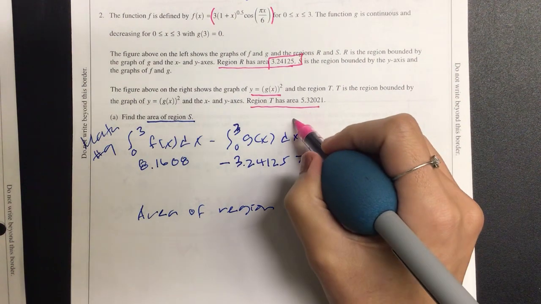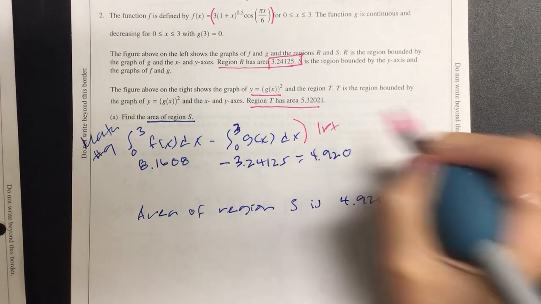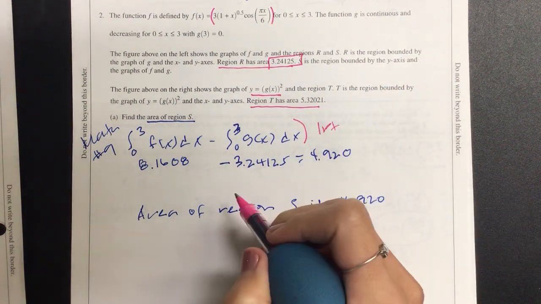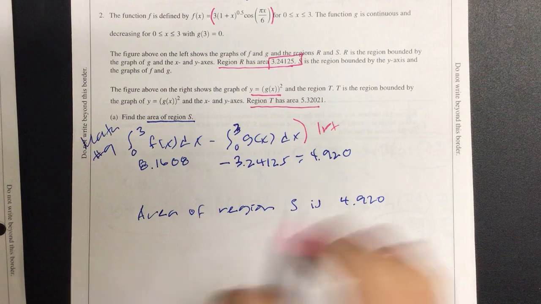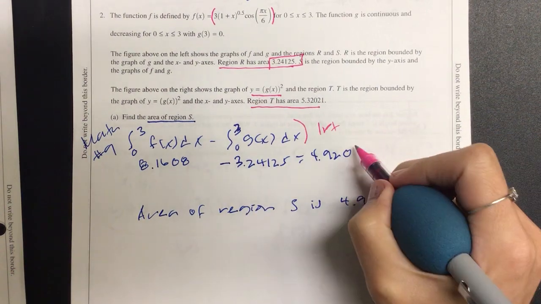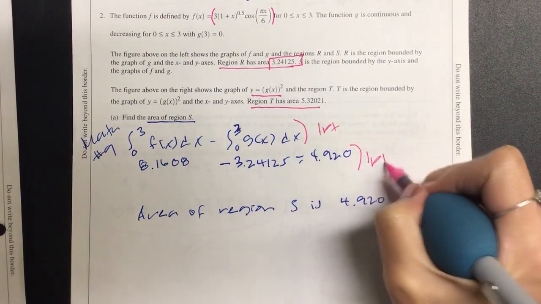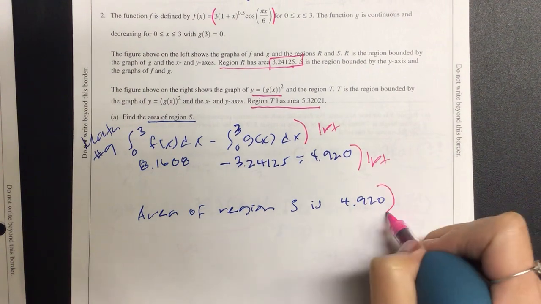All right, knowing to integrate is 1 point. And also knowing that 3.24 goes into this one is another point. And the whole phrasing is 1 point.